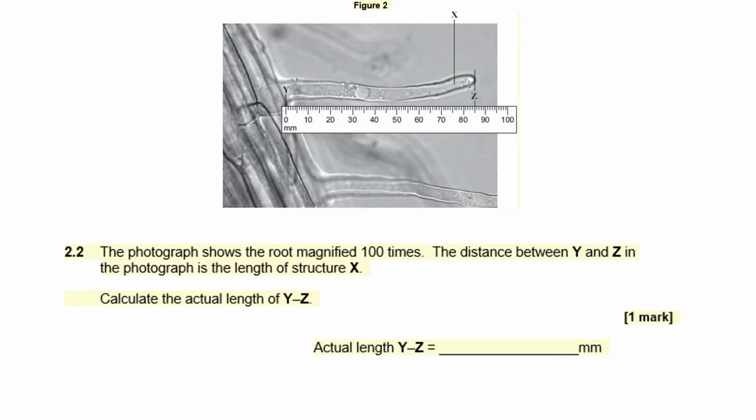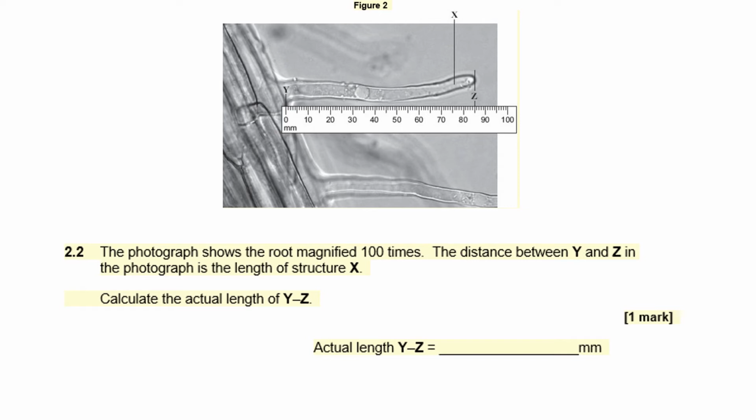Okay, I've kept the picture on this slide because we're going to have to use it. Question 2.2. The photograph shows the root magnified 100 times. The distance between Y and Z in the photograph is the length of structure X. Calculate the actual length of Y to Z.